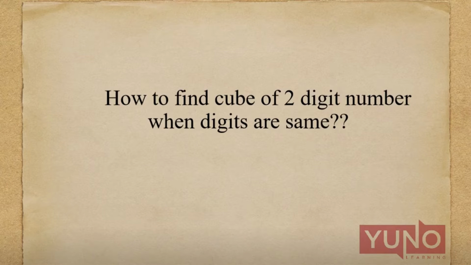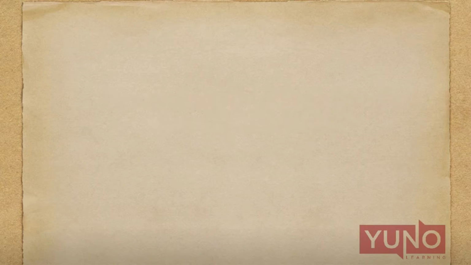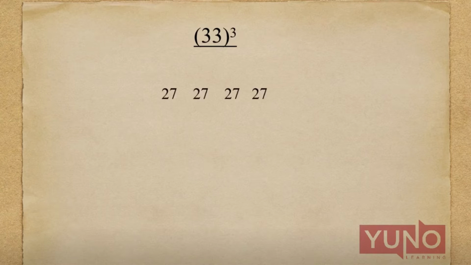Now, I'm directly moving to the very first example. The first example is 33 cube. You can see that in this number both the digits are similar, that is the 3. As a first step to solve this sum, I have to mark 4 places in the answer, and I will put the cube of 3 at all 4 places. So the 3 cube is 27. As a first step I will be putting 27 at all 4 places.